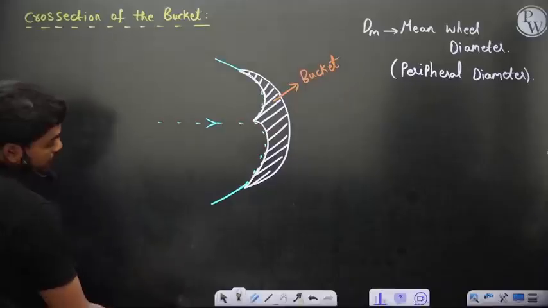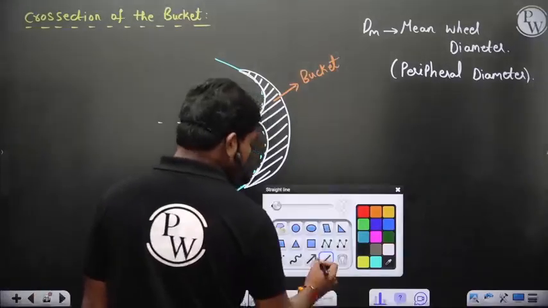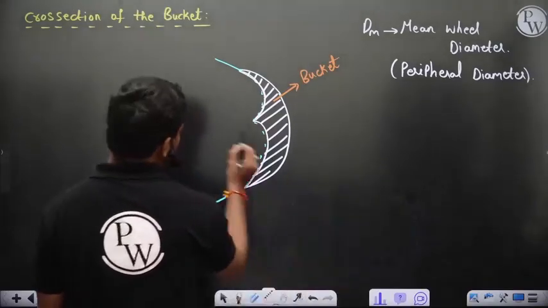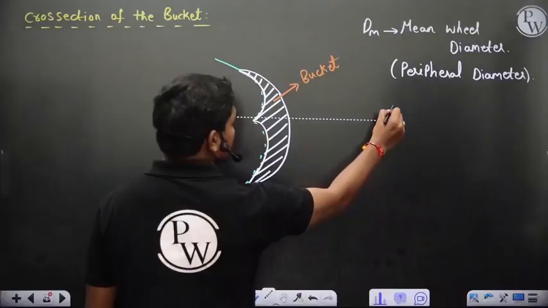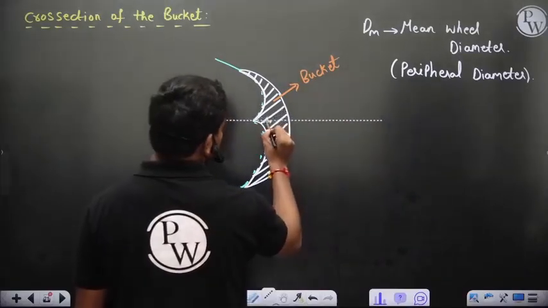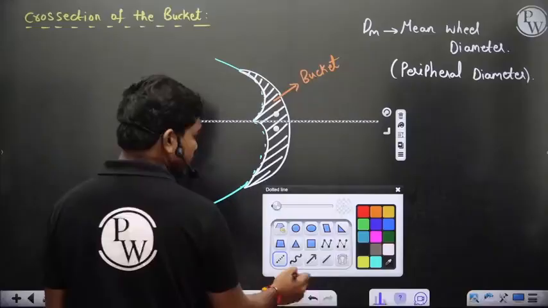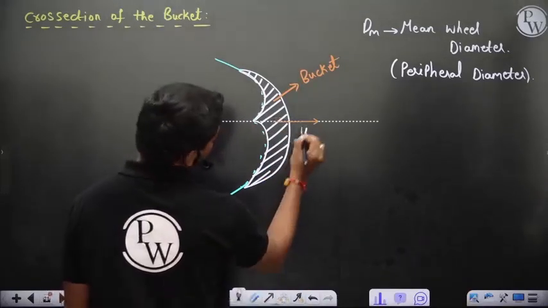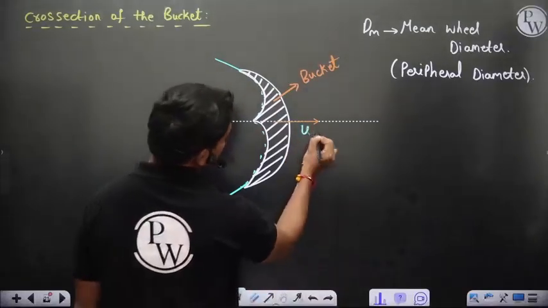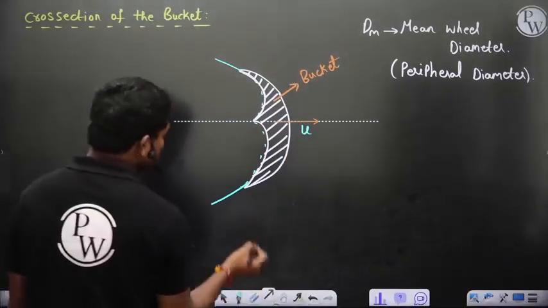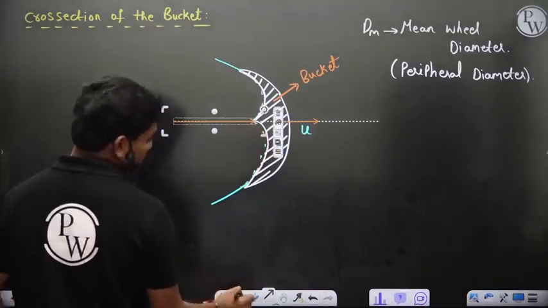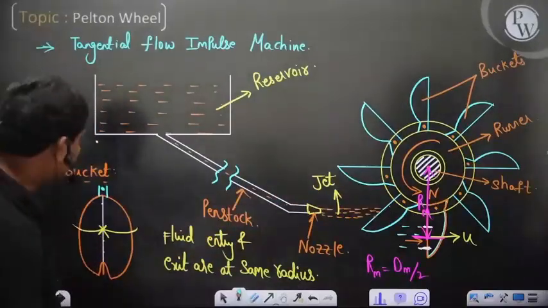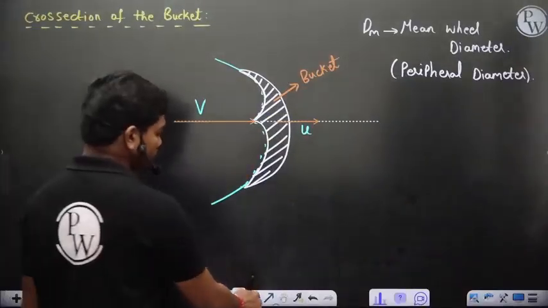let's see. Now let us try to analyze. So this bucket is actually moving at some speed u. So what you can understand is this bucket is moving in this direction with speed u, of course. And fluid is coming at velocity v, let's say, for example. So v is the velocity of this fluid which is impacting as the jet. So if this is v and this is u, ultimately what happens?